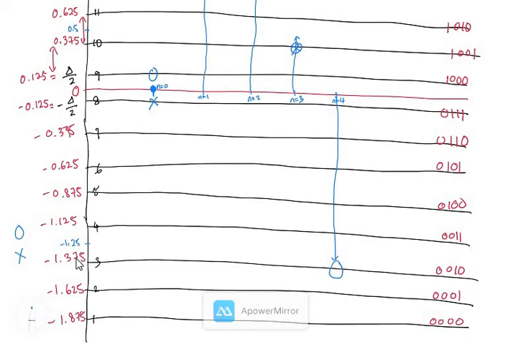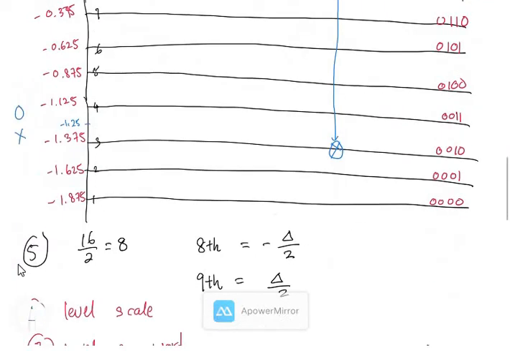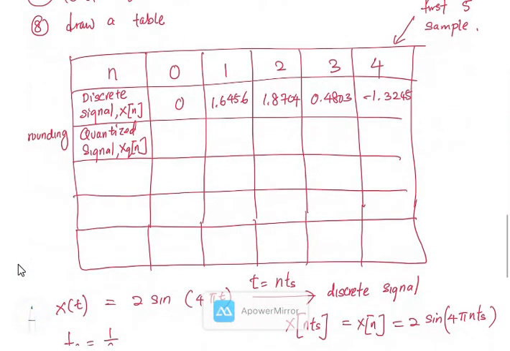And for the truncation, also the same. I will take a level that is smaller than the current one. Okay, so this is the rounding and truncation. So rounding I put as a 0 and truncation I put as a cross. So this table will be filled for the quantized signals.